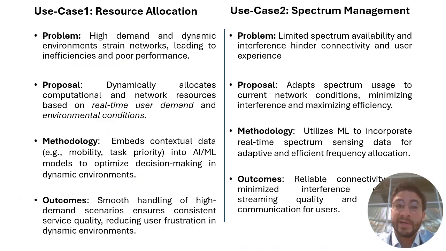To support our claim for context awareness, we have used two showcases. The first one is resource allocation, because you're all aware of the inefficiencies of using resources, especially in demand systems within a dynamic environment. And the second application is spectrum management, which comes along with the scarcity of spectrum availability, and which can also make use of the context awareness of the system.